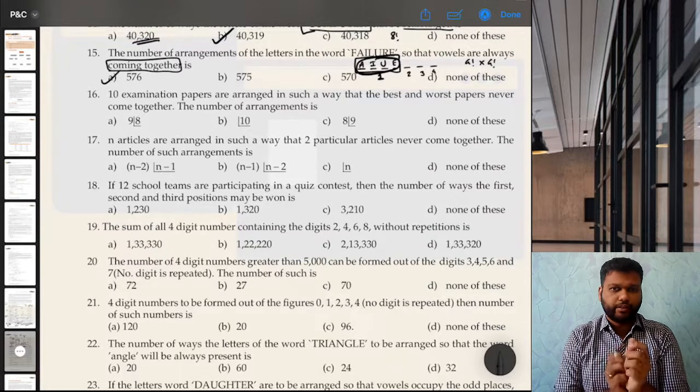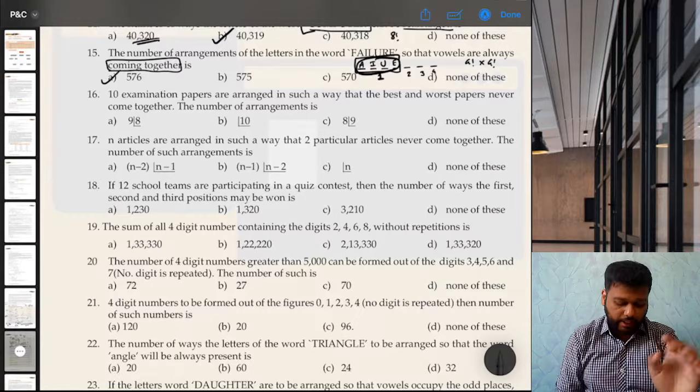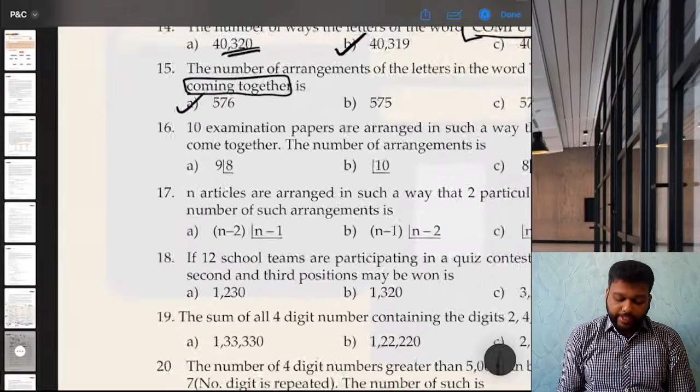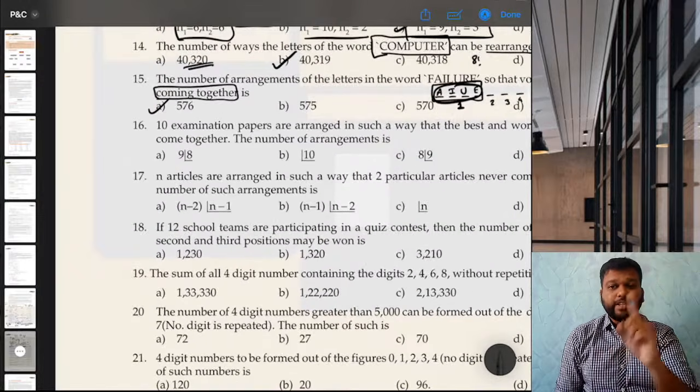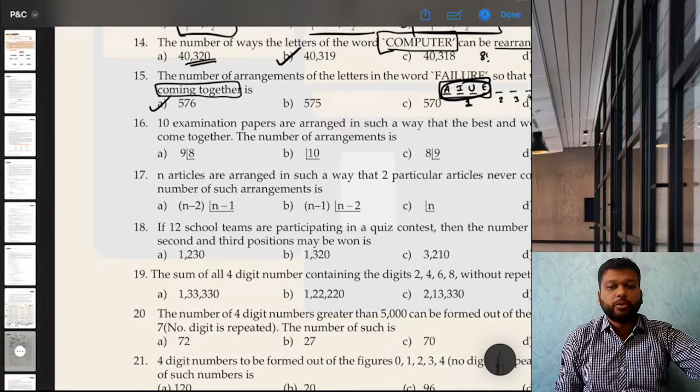There is a shortcut for this. You can remember a formula. But in exam, if you forget the formula, that is fine. I will tell you how to solve, then I will tell you the formula. They are asking 10 examination papers are arranged such that best and worst, so there will be one best and one worst paper, they never come together. Right.